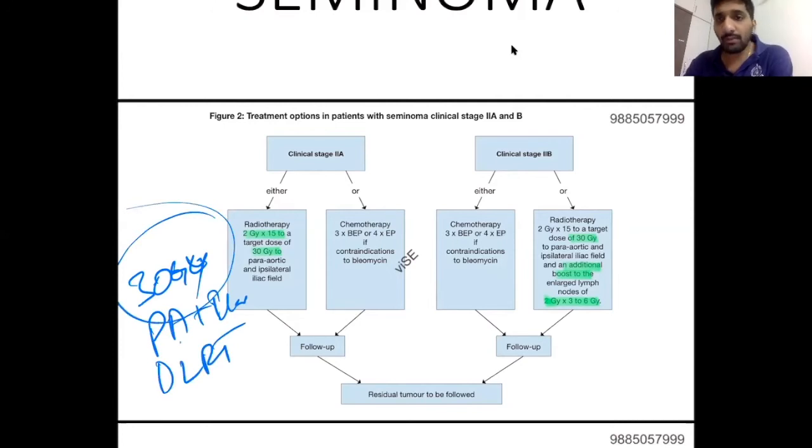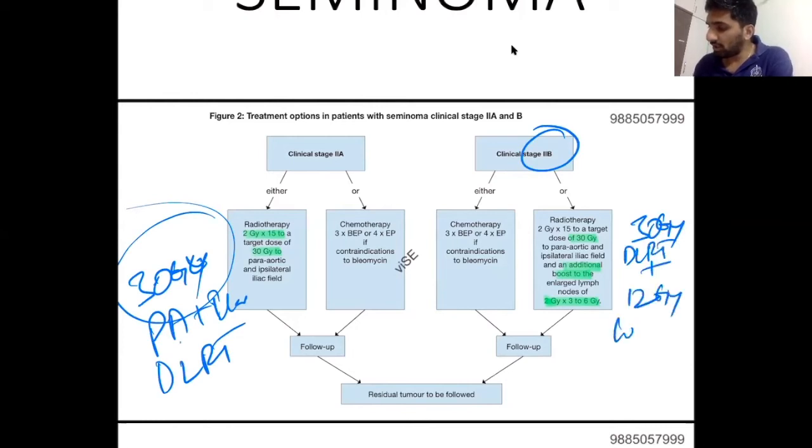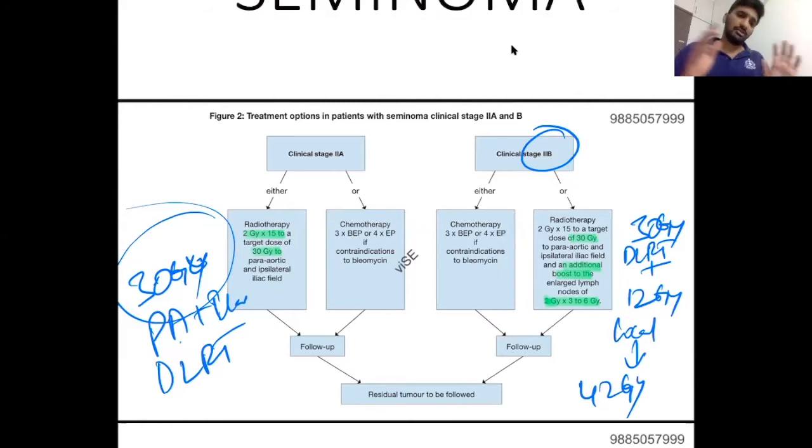However, if the patient belongs to stage 2B, you offer 30 grays DLRT plus a 12 grays local booster to the area where the mass is present. So a total of 42 grays is given in clinical stage 2B. However, a dose of 30 grays is good enough in clinical stage 2A. That's it. Not much of a difference in 2A and 2B. So you can offer either radiotherapy or chemotherapy based on the patient profile.